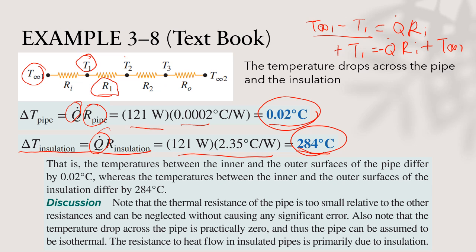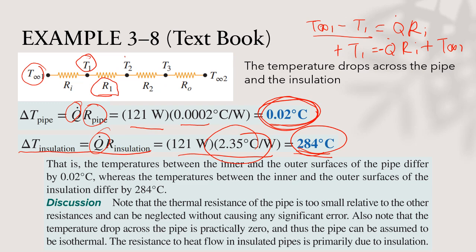Okay, note that the thermal resistance of the pipe is too small relative to the other resistances and can be neglected without causing any significant error. Also note that the temperature drop across the pipe is practically zero, near zero, and thus the pipe can be assumed to be isothermal. The resistance to heat flow in an insulated pipe is primarily due to the insulation.